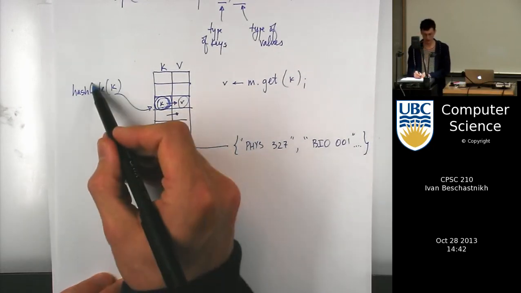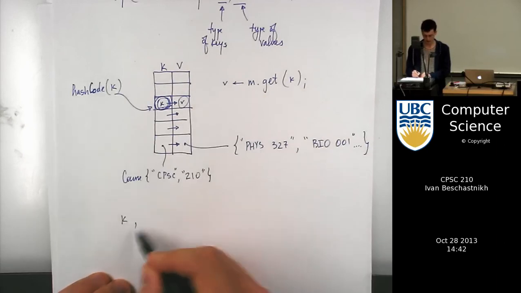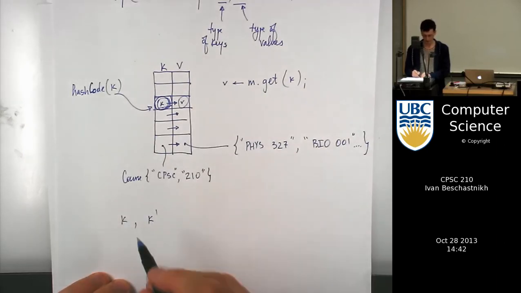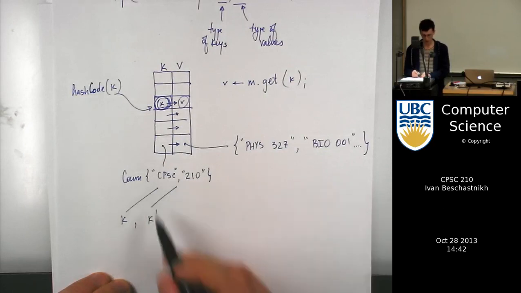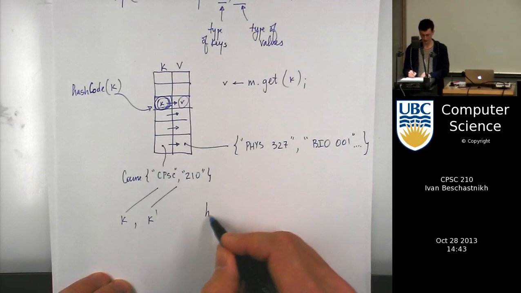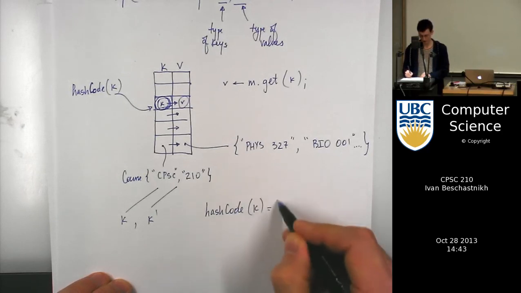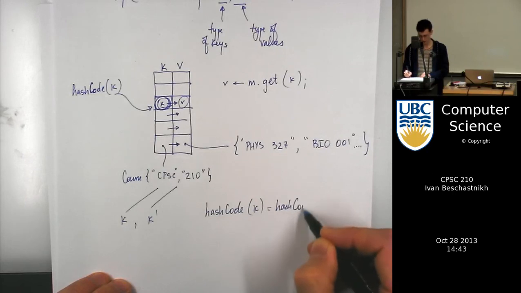So if I have k and I have k prime, and they both represent the same course, CPSC 210, I need it to be the case that hashCode of k returns the same thing as hashCode of k prime.